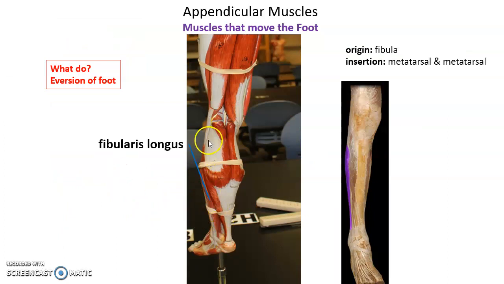We have laterally the fibularis longus muscle. Its origin is the fibula, inserts into the metatarsals, and it helps to evert the foot, turn the bottom of the foot so that the sole of the foot is facing outward laterally.